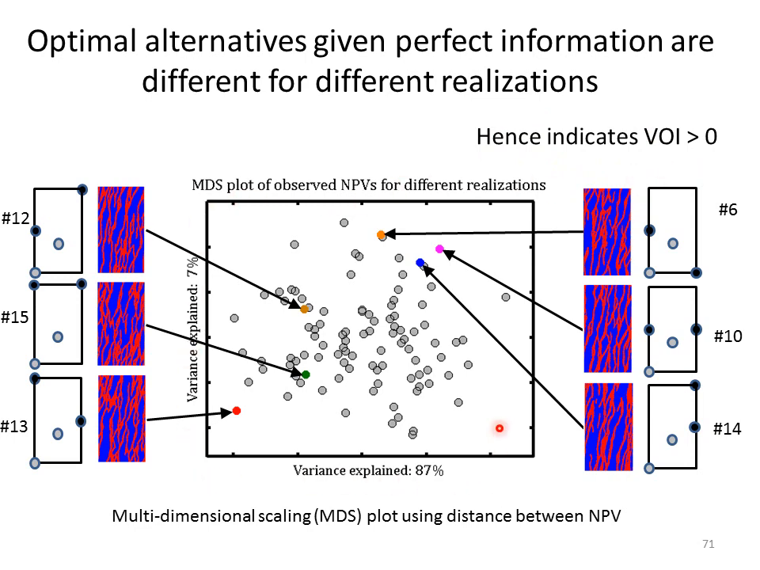Here we have a score plot, an MDS plot, where each dot represents one of the underlying geologic models, and we can see that the different realizations have different optimal alternatives. For this one, for example, alternative number 12 is optimal. On the other hand, for this realization over here, alternative number 10 is the optimal one.